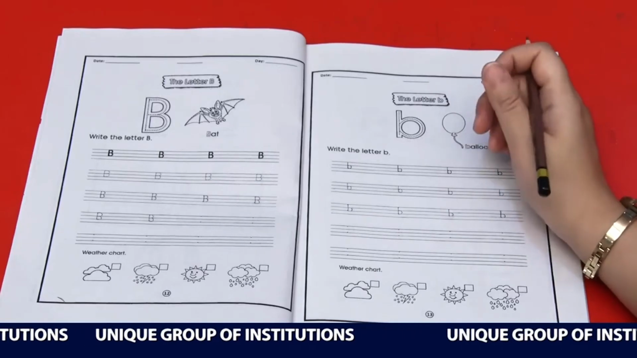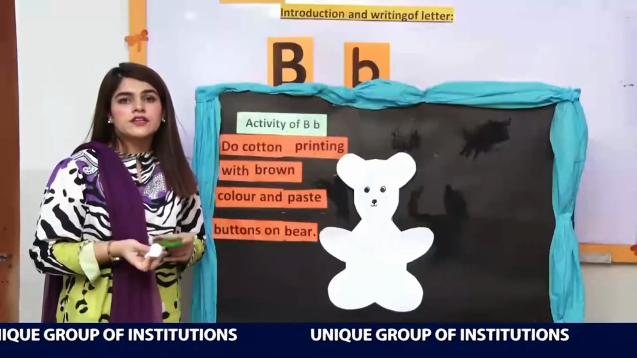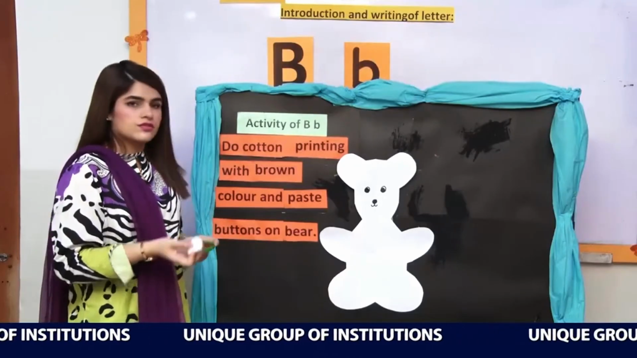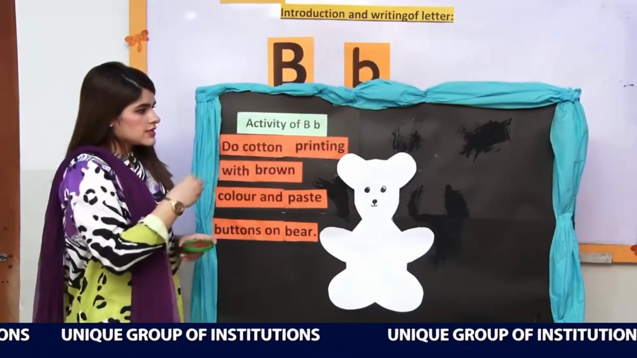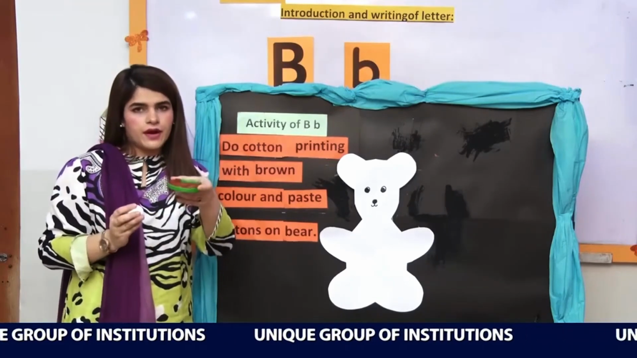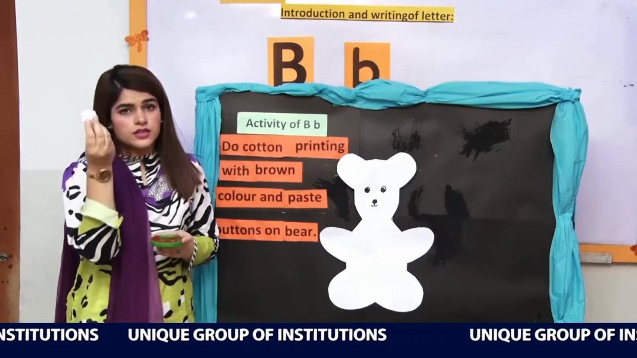So now we are going to do an activity. After the writing and recognition of B, we are going to do some activity of B. You can see in my hand, I have a brown paint and a piece of cotton.